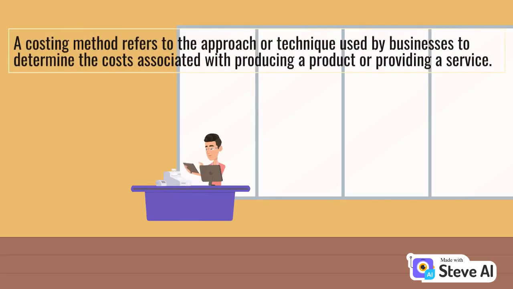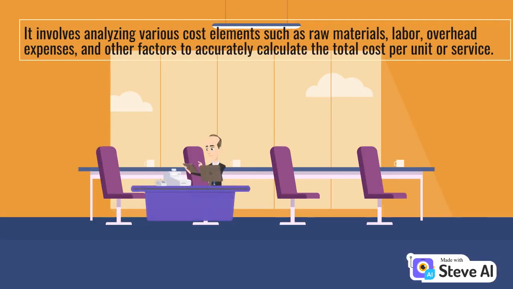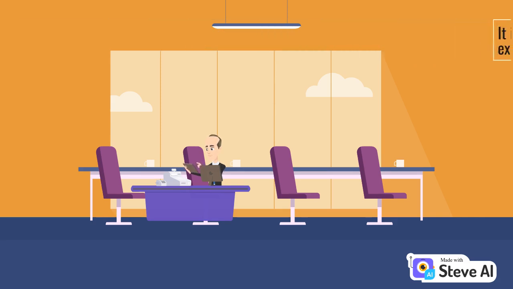A costing method refers to the approach or technique used by businesses to determine the costs associated with producing a product or providing a service. It involves analyzing various cost elements such as raw materials, labor, overhead expenses, and other factors to accurately calculate the total cost per unit or service.